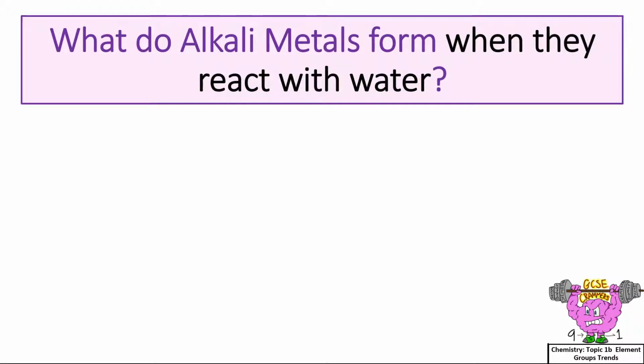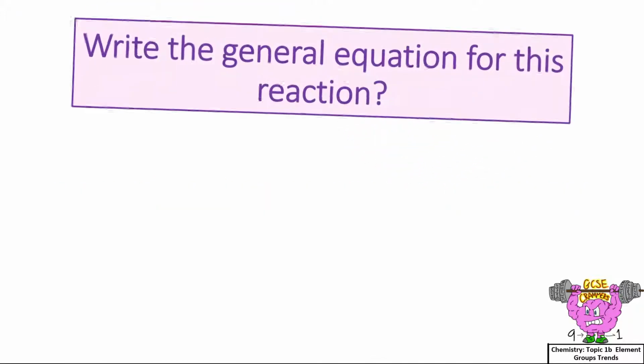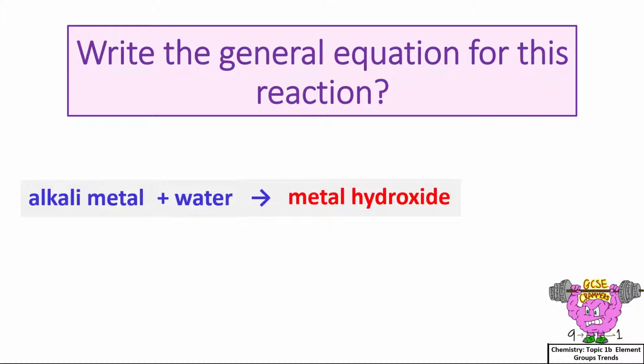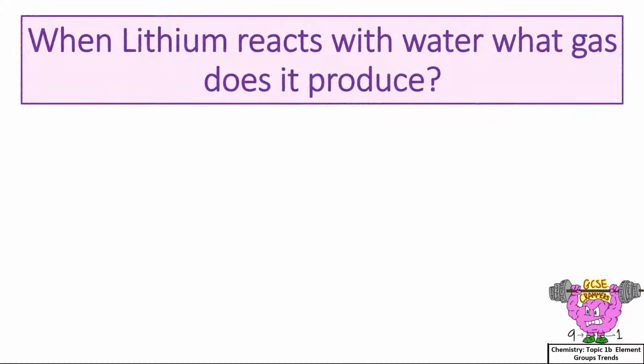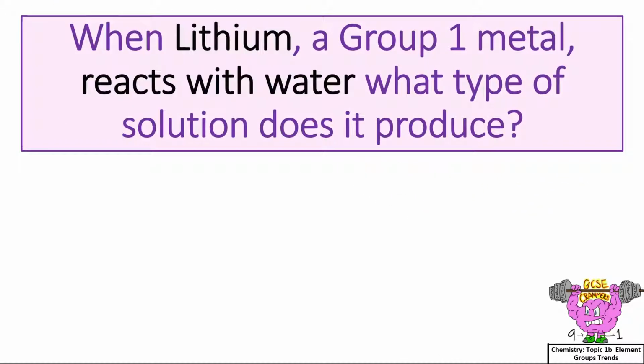What do alkali metals form when they react with water? A metal hydroxide and hydrogen gas. Write the general equation for this reaction. Alkali metal plus water produces metal hydroxide plus hydrogen gas. When lithium reacts with water, what gas does it produce? It produces hydrogen gas. When lithium, a group 1 metal, reacts with water, what type of solution does it produce? It produces an alkaline solution.